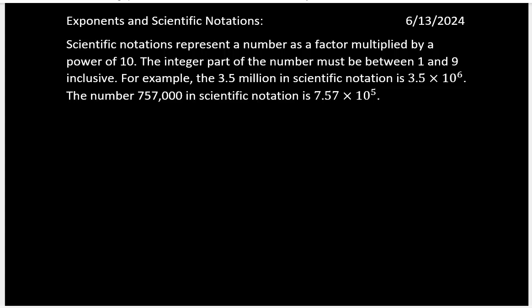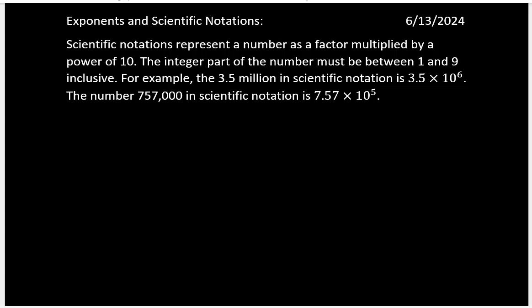Now we are going to explain scientific notation, which is written in exponent form. Scientific notation represents a number as a factor multiplied by a power of 10. The integer part of the number must be between 1 and 9 inclusive. For example, 3.5 million in scientific notation is 3.5 times 10 to the 6, because a million has 6 zeros.